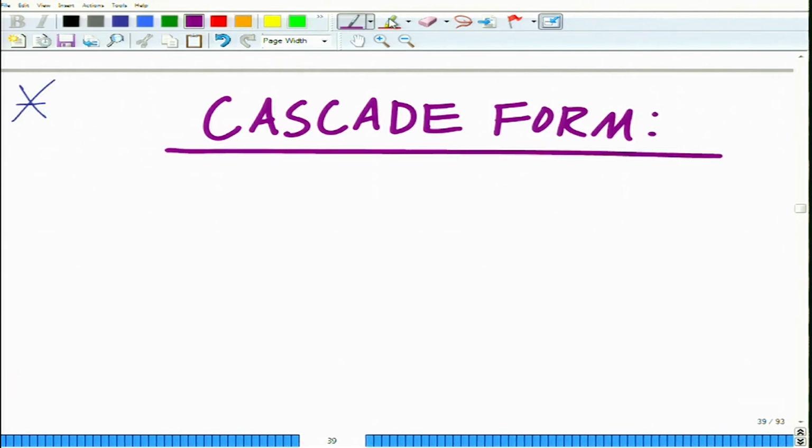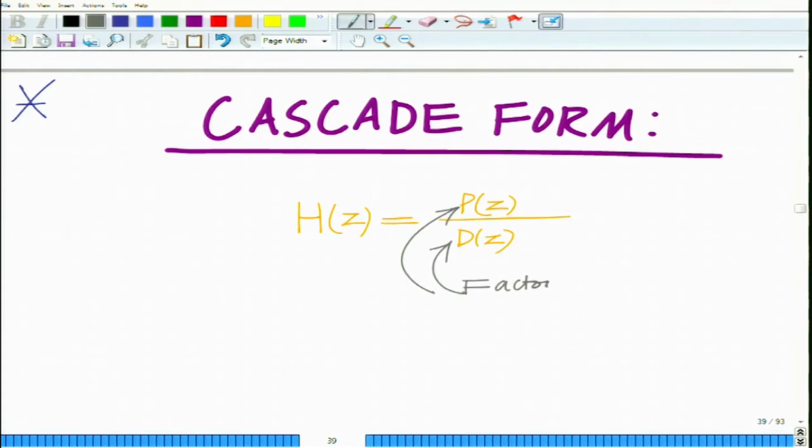And what happens in the cascade form is that we have our transfer function H(z), which is a rational function in z, that is P(z) over D(z), and these polynomials are factored into first and second order factors. These P(z) and D(z) are factored into first and second order factors.